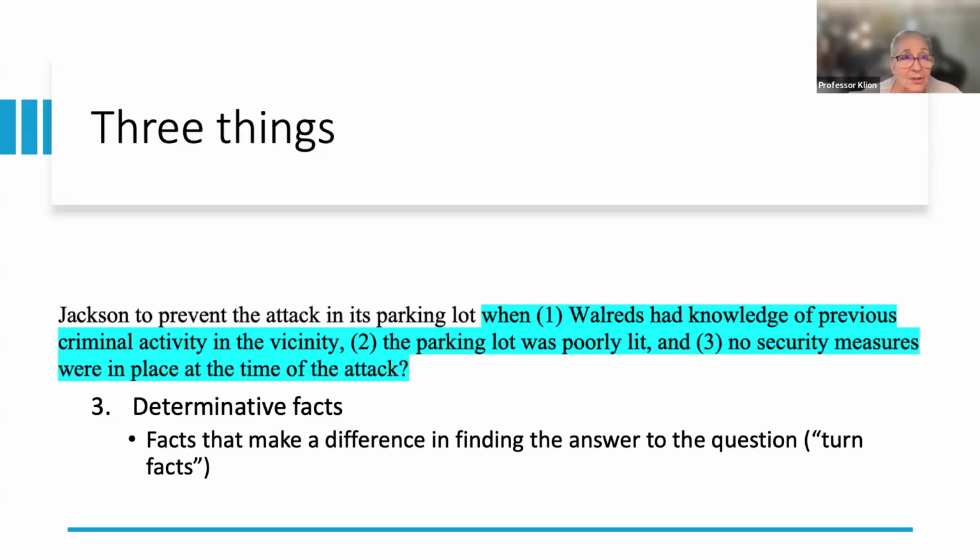When Walridge had knowledge of previous criminal activity in the vicinity, do you know that Walridge had knowledge of previous criminal activity in the vicinity? The parking lot was poorly lit. That is a legal conclusion.